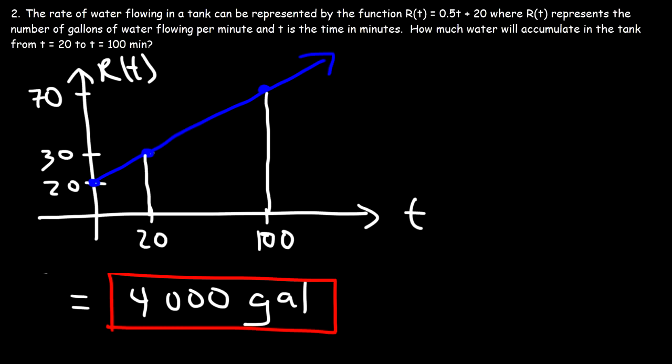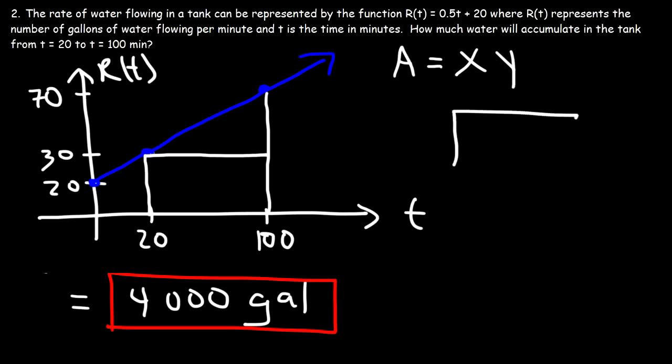Now using geometry, it's helpful to break this region into a rectangle and a triangle. And so to find the area, we need to multiply the x values by the y values. The area of a rectangle is length times width. So the length is the difference between 100 and 20, which is 80.